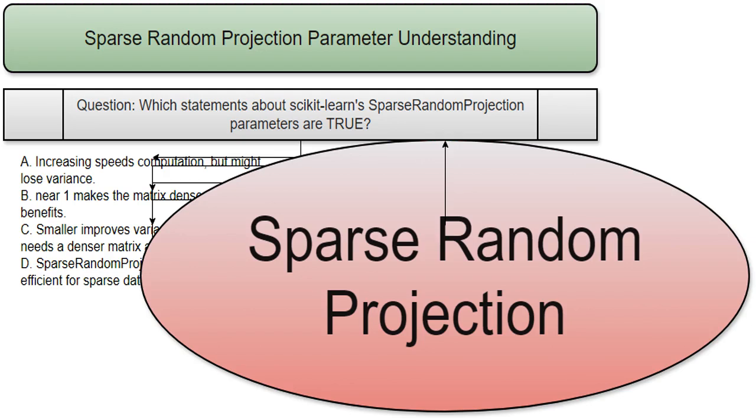Sparse random projection is a specific algorithm in scikit-learn. It's designed to efficiently handle large datasets with many features and mostly zeros by using a sparse projection matrix. A sparse matrix is like a really efficient shopping list with a lot of empty space. It only lists the items you actually need, and that saves space and processing power.